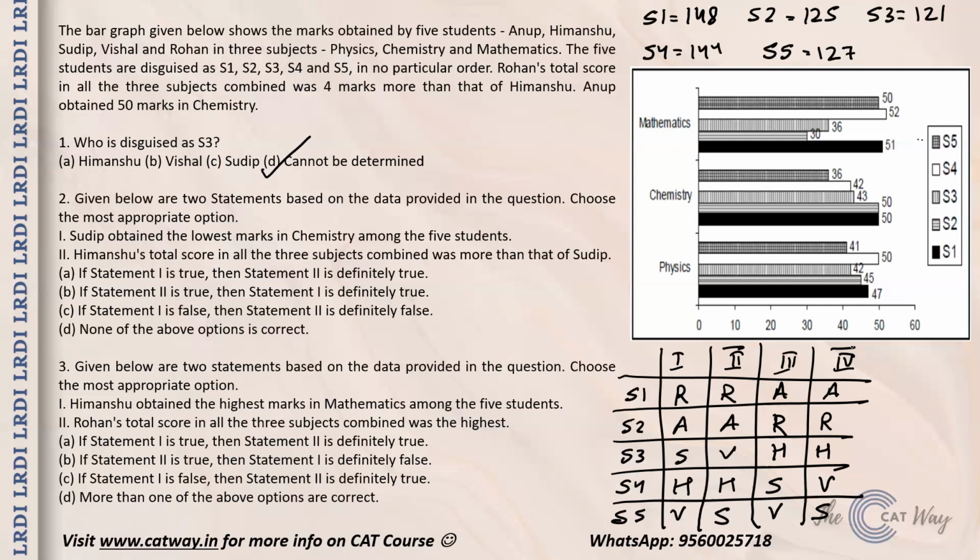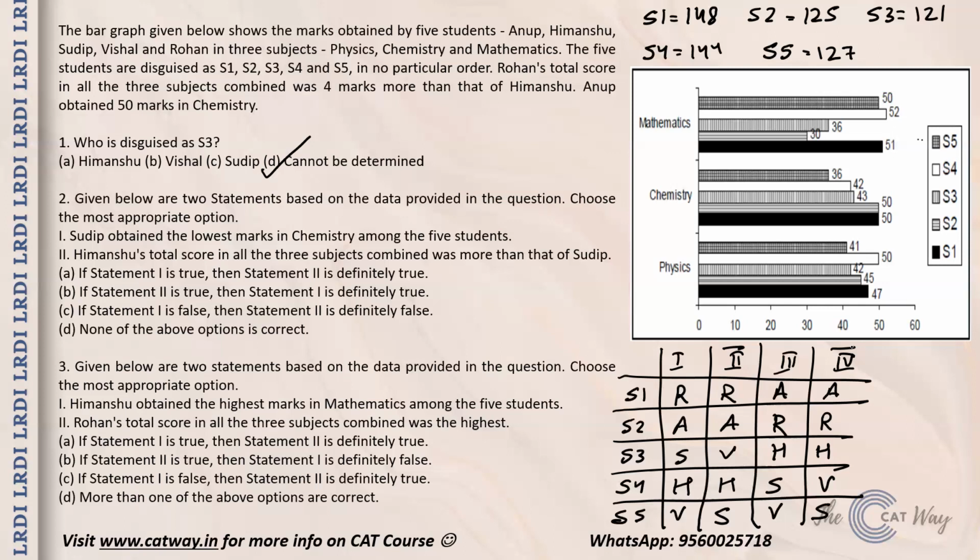So if statement 1 is correct, then for statement 2 to be definitely true, Himanshu needs to score more than Sudeep, combined total more than Sudeep, in both these cases. Now, if you talk about case 2, Himanshu is student number 4, S4. And student 5's score has been given to us as 127, student 4 is 140. So in case 2, it is satisfied.